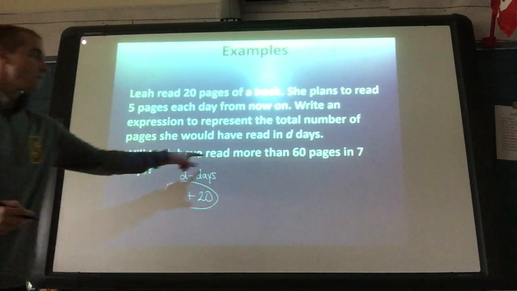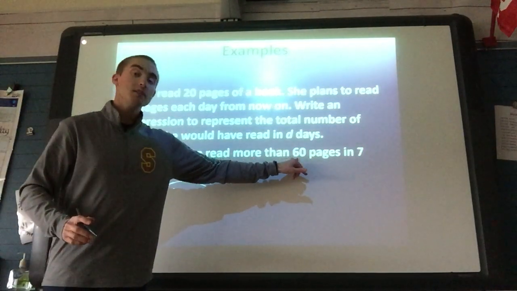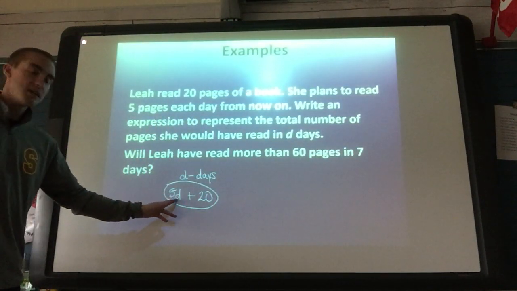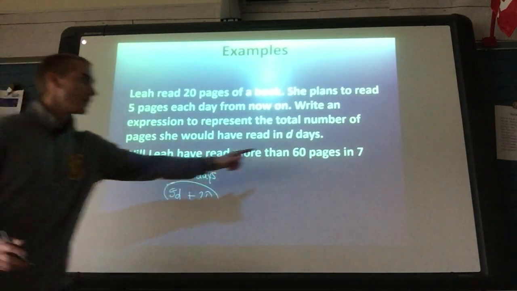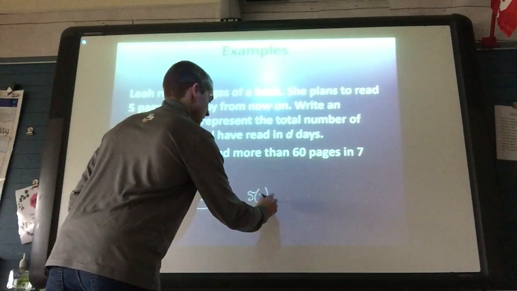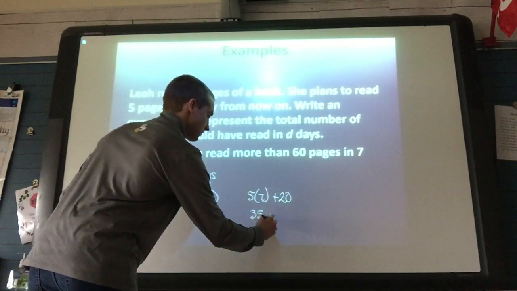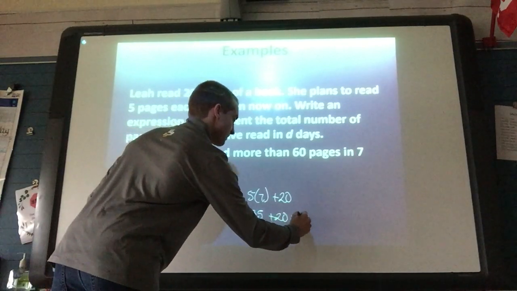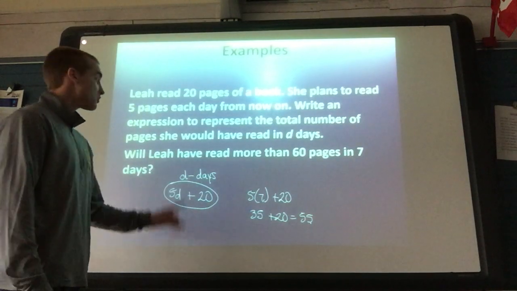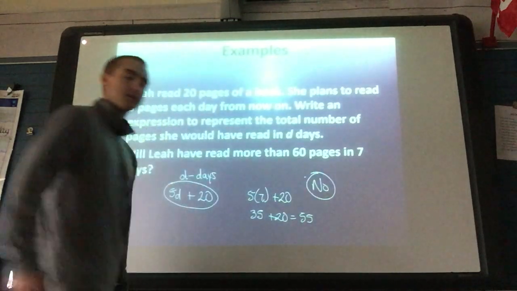And then, will Leah have read more than 60 pages in 7 days? Well, which one are we going to plug in, 60 for pages or 7 for days? Well, think about what our variable is. Our variable is D, and that represents days. And so we need to plug in 7 for D. So it's going to be 5 times 7 plus 20. Well, 5 times 7 is 35, and 35 plus 20 is 55. So in 7 days, she's read 55 pages, which means she will not have read more than 60 pages in 7 days. So that last answer is going to be no.